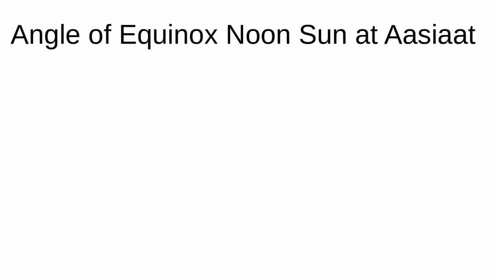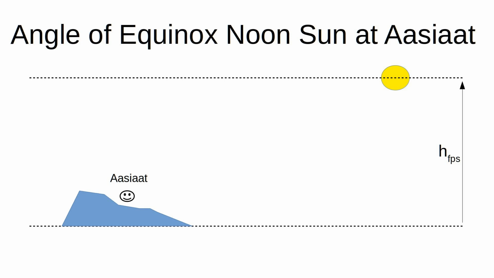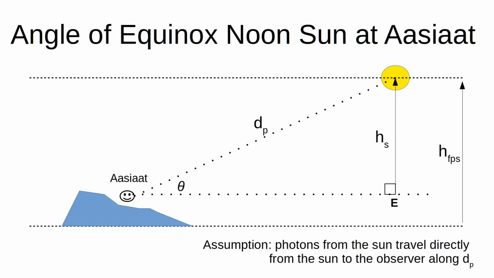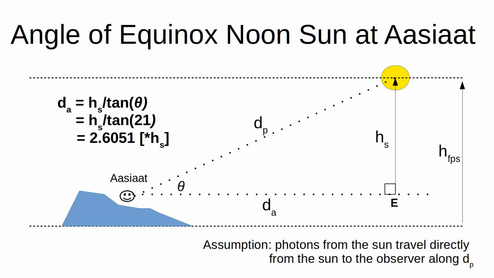Here we see Asiat in relation to the Earth plane and the Sun plane. We suppose the existence of a point E directly below the Sun at noon on the days of the equinox at the same height, hs, from the Sun plane. As before, we can construct a triangle between Asiat, E and the Sun. Since we know theta from the solar panel data, we can calculate the distance dA through some standard trigonometry. This evaluates dA to be about 2.61 times the height hs.